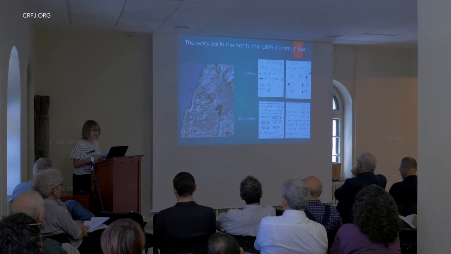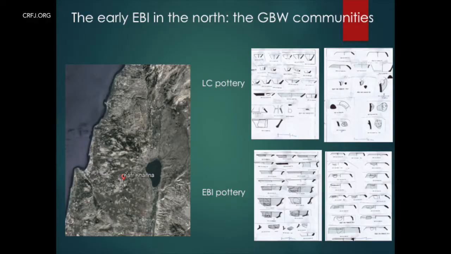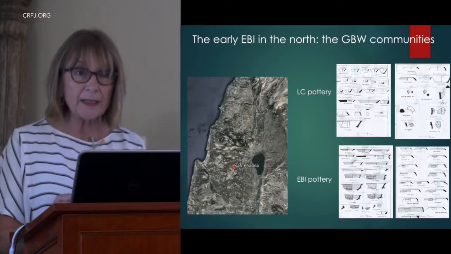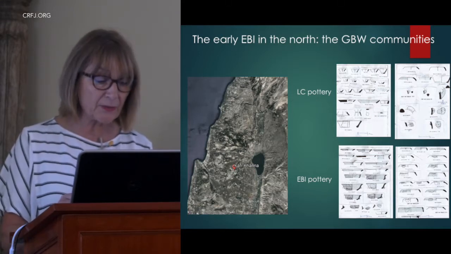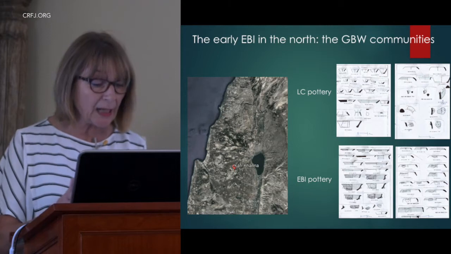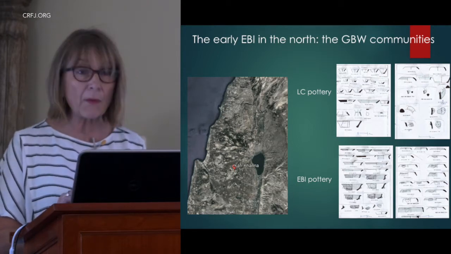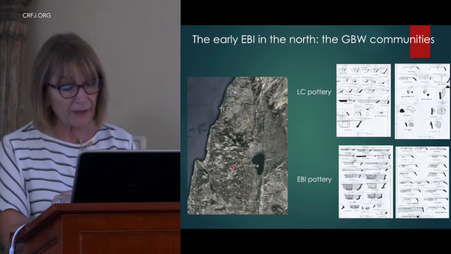So what happened next? Kafar Kana is an interesting site to understand the rest of the story in the north. It is located in the western Lower Galilee. Salvage excavations were recently conducted on behalf of the Antiquities Authority by Edwin van den Brink. Late Chalcolithic and Early Bronze Age 1 settlement remains had been previously recorded.